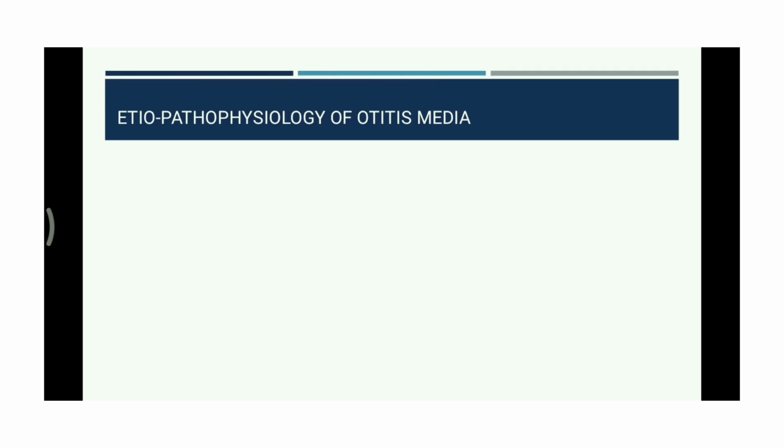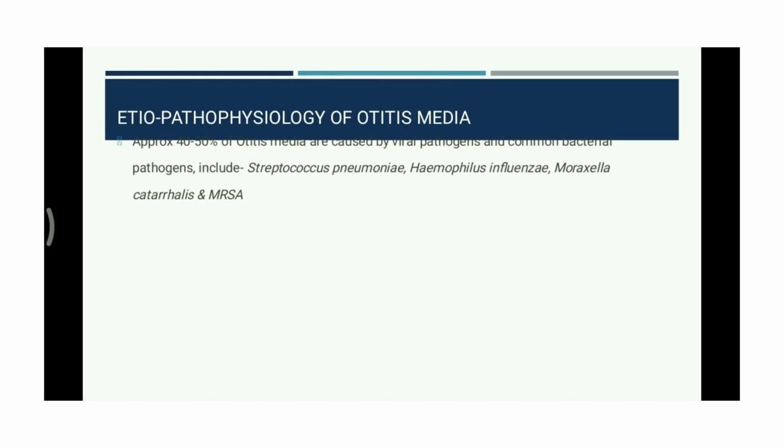So let's study the etiology and also pathophysiology of this otitis media. Approximately 40 to 50% of otitis media are caused by viral pathogens, and some common bacterial pathogens include Streptococcus pneumoniae, Haemophilus influenzae, Moraxella catarrhalis, and also methicillin-resistant Staph aureus. So these are the most common pathogens involved in otitis media.